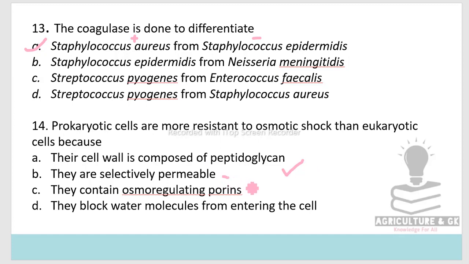Permeability, all this we have already discussed. These are present in eukaryotic cells. So here our answer is option A.